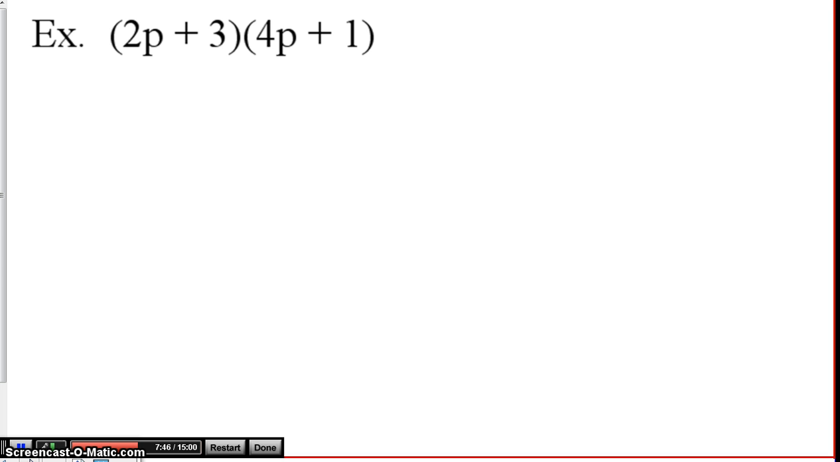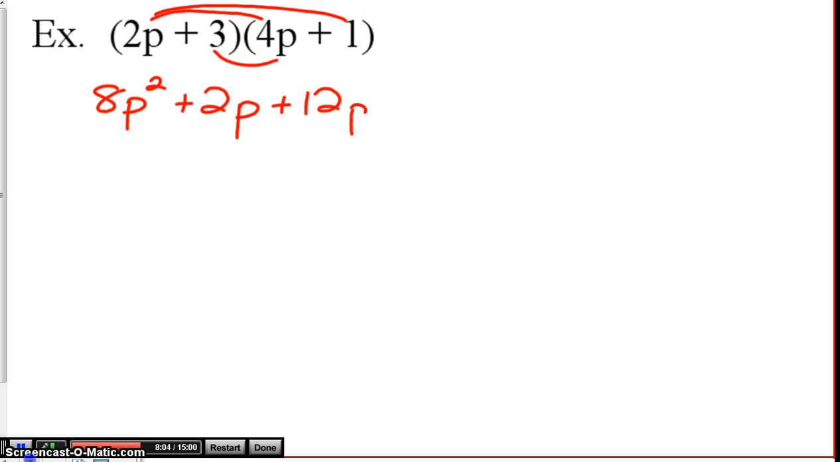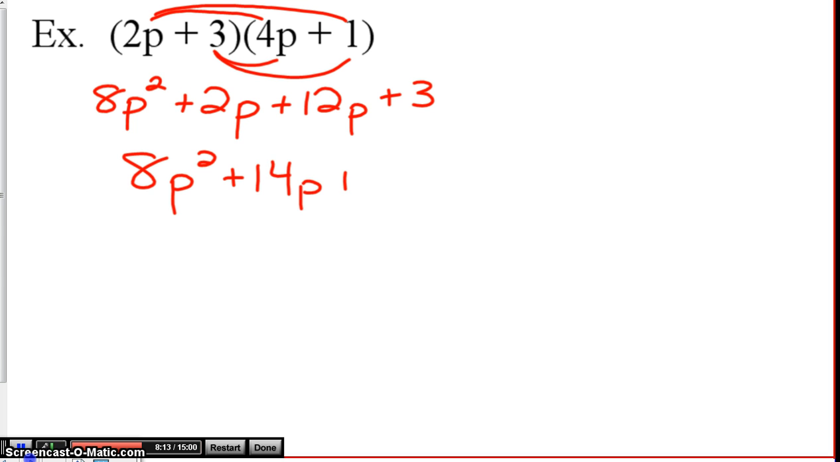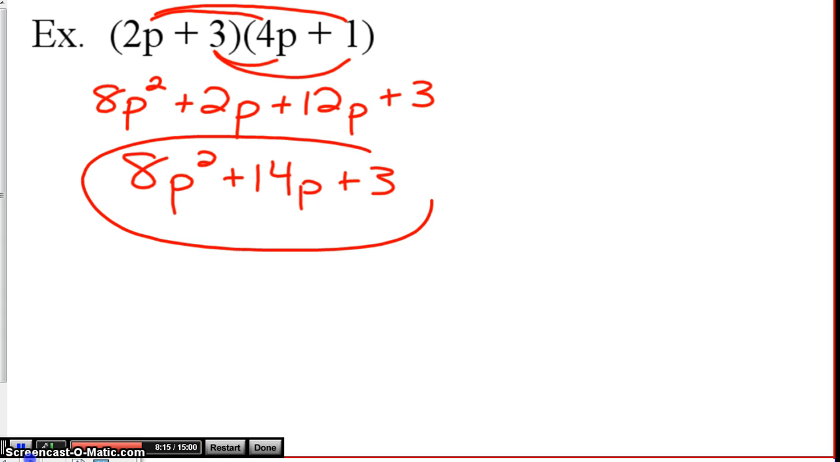Let's try the next one. Again, we're going to FOIL this out. So 2p times 4p is 8p squared plus 2p, then we go on the bottom, plus 12p plus 3, combine our like terms. And we've simplified our polynomial.